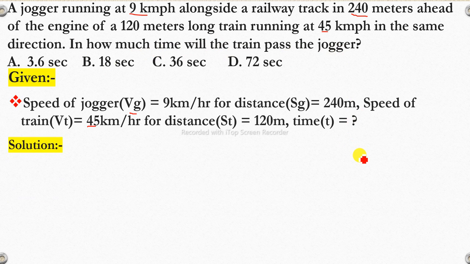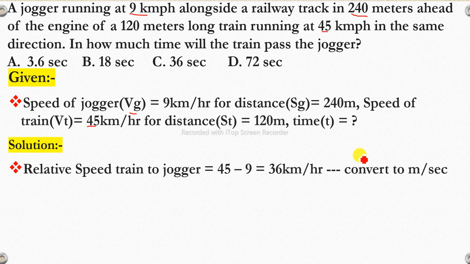So when we go to the solution, the first thing we have to do is get the time the train takes to pass the jogger. We have to first find the relative speed of the train and the jogger. The relative speed of the train to the jogger is 45 minus 9, which is equal to 36 kilometers per hour.